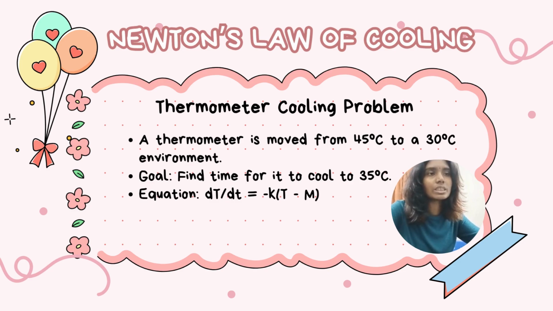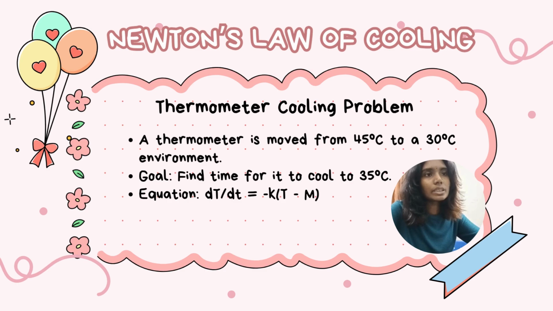Applying the initial condition T(0) equals 45 degrees Celsius: 45 equals 30 plus C times e to the power of 0. C equals 15. So our specific solution is T(t) equals 30 plus 15 e to the power of negative kt.